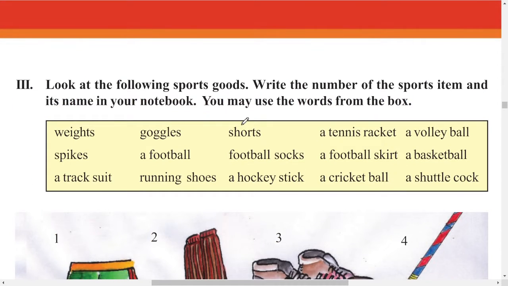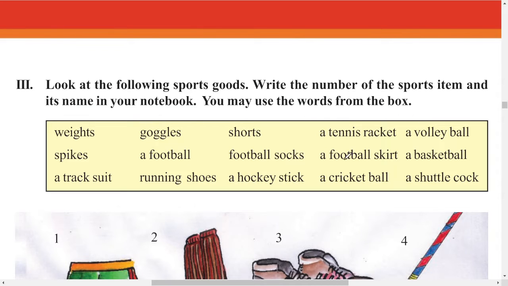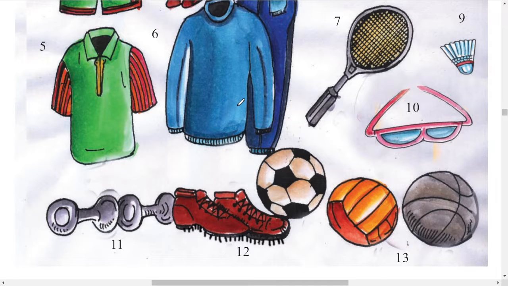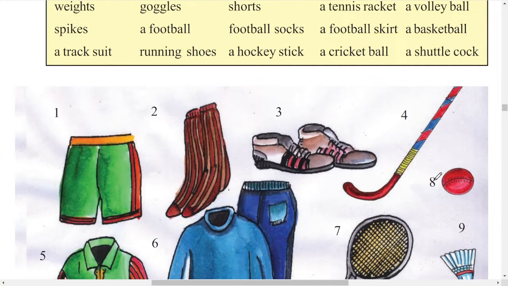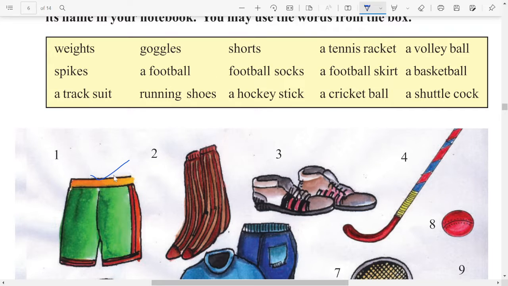Next one, look at the following sports and goods. Write the number of sports items in its name in your notebook. So here you have numbers, and here you have the related words. So what you have to do, this is a kids activity again. Okay, students, you have to do it on your own. So here, for example, you have this one garment. What is this garment here? Weight, shorts, tennis, volleyball. What is that? That is shorts. Okay, so beside these words you can just write the number. Beside shorts you can write number 1.